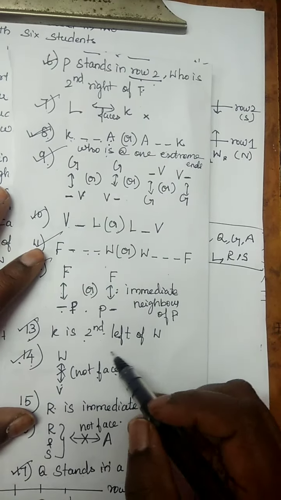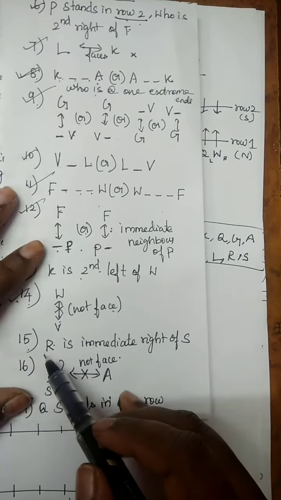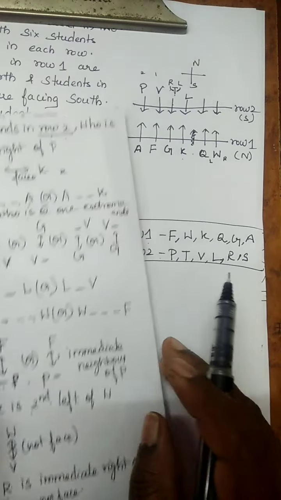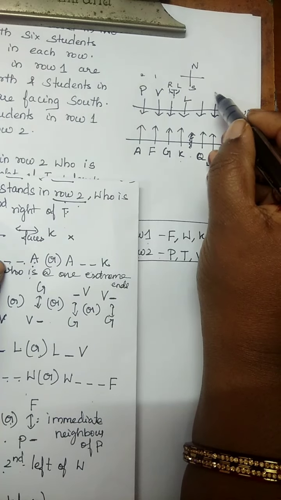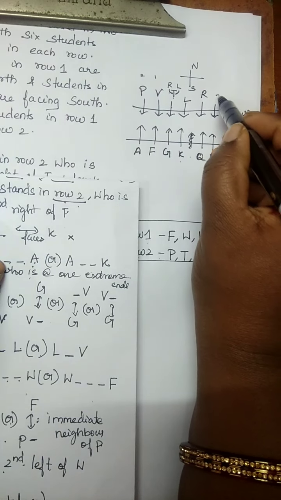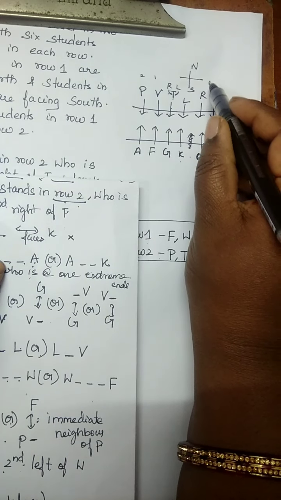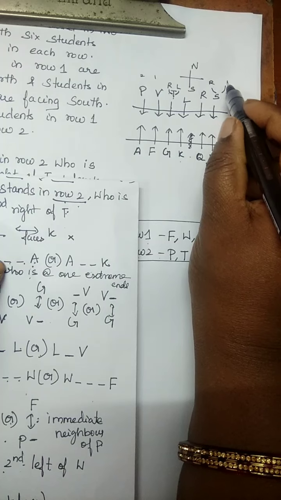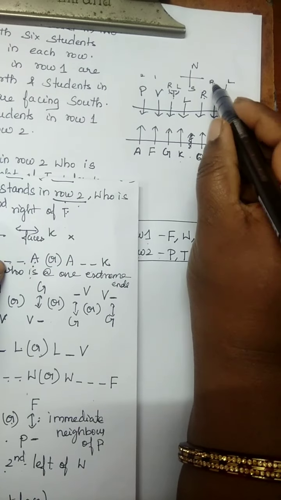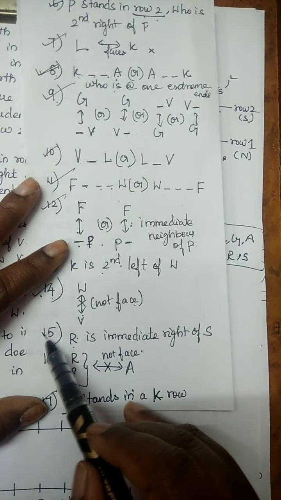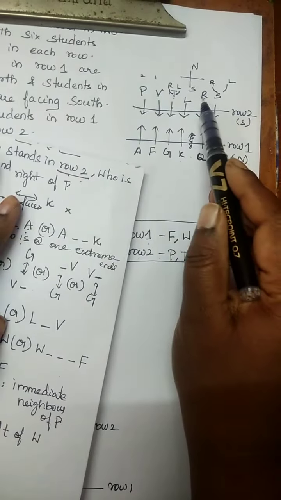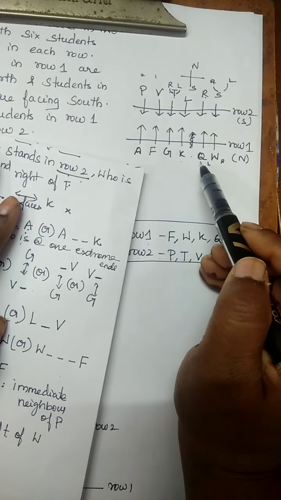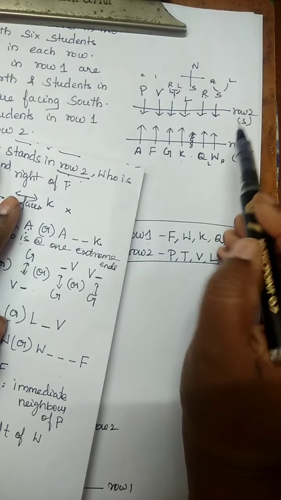Now, R is immediate right of S. S's right is here and S's left is here. R is immediate right of S. This point also concluded. R and S do not face A. Whether R and S face A? No. R faces Q and S faces W.